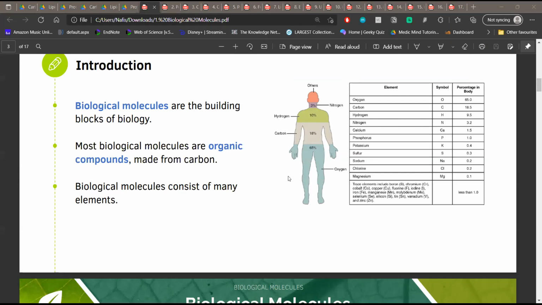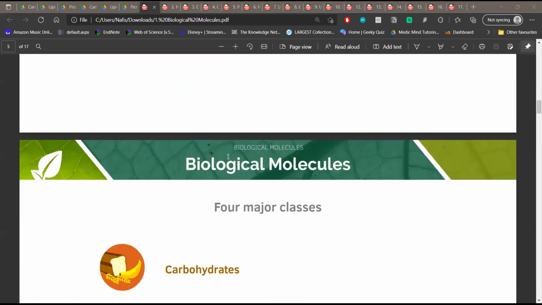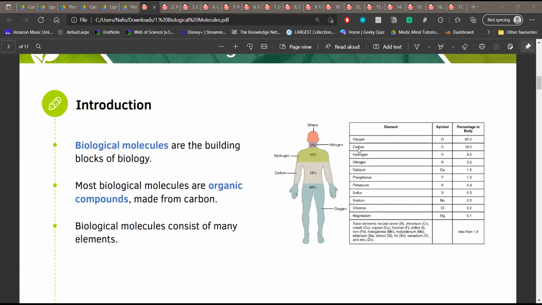An initial question I always tend to ask is, if I gave you a molecule that had carbon, hydrogen, nitrogen in it, could you identify which type of biological molecule it would be? I'm hoping most people then would say it would be a protein, because carbon, hydrogen, nitrogen, oxygen as well, they would be present in amino acids, which are the basic building blocks of protein.